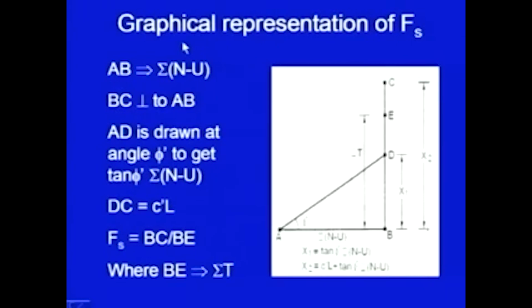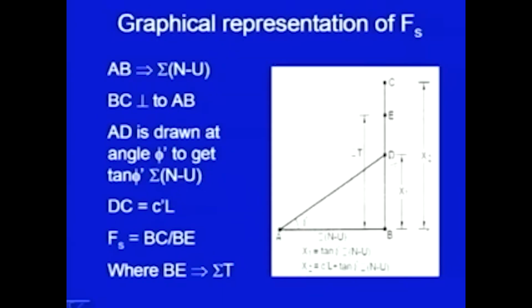Here is the graphical representation of the factor of safety. To get the factor of safety graphically, what we do is plot AB equal to summation of (n minus u). You are getting n minus u for each of the slices, so from there you can get the total sum. So, AB is representing summation of (n minus u) and then draw a perpendicular line here and draw a line AD which is inclined at an angle phi dash.